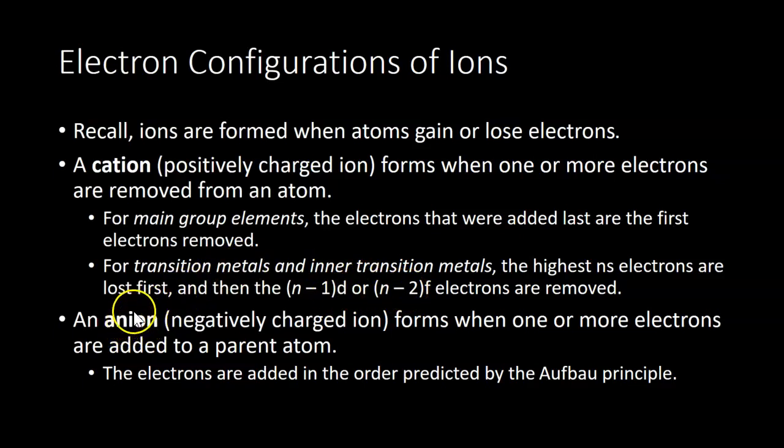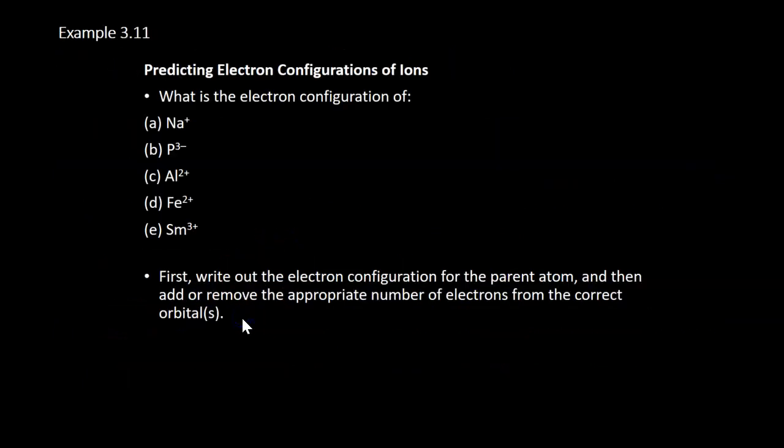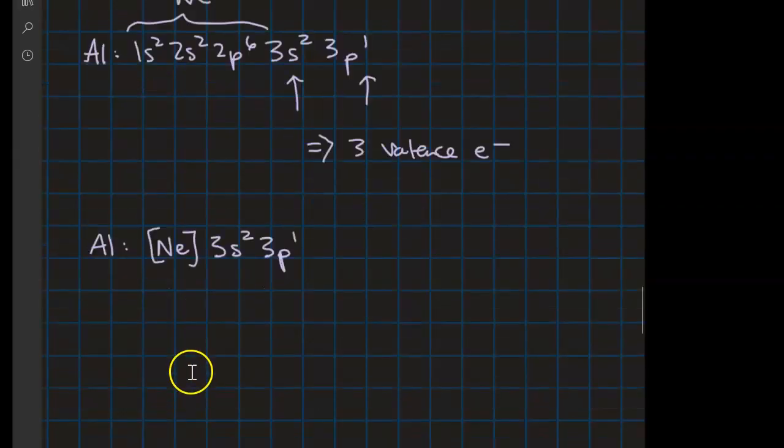Let's take a look at an example of that. So let's look at the electron configuration for, okay, we should probably start simple. So let's just start with sodium. We'll look at the electron configuration for sodium first. For the sodium ion, I mean to say.